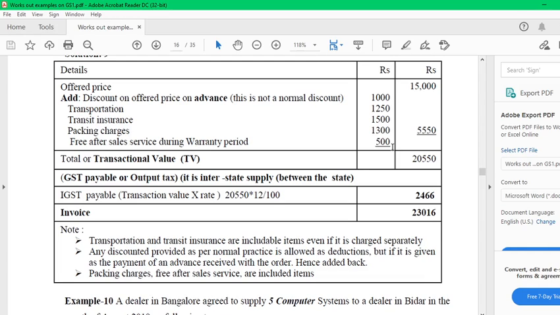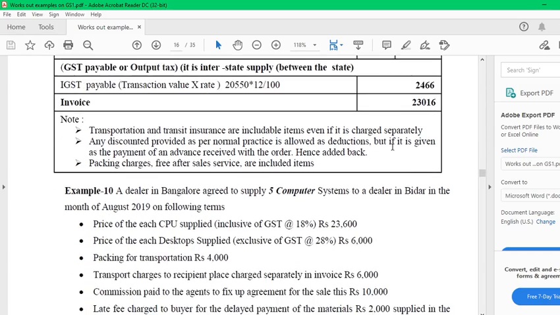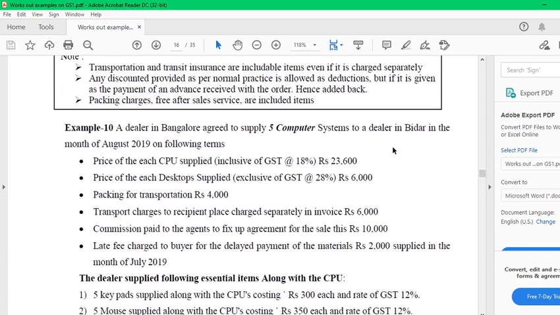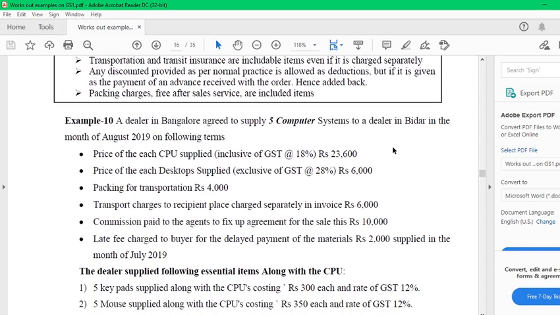Be careful about each and every transaction. Problem number 10. A dealer of Bangalore agreed to supply 5 computer systems to a dealer in Bidar in the month of August 2019 on the following terms.